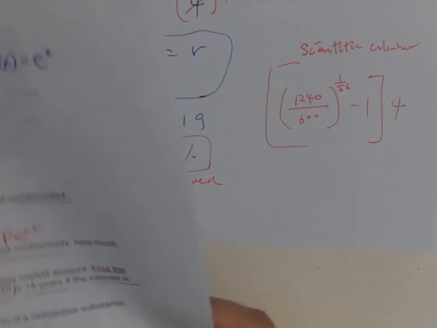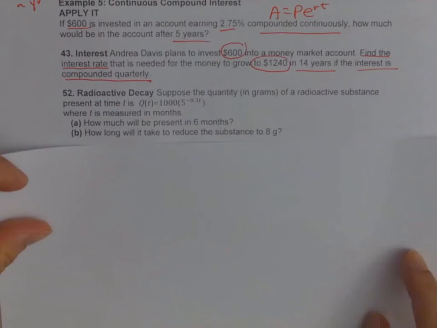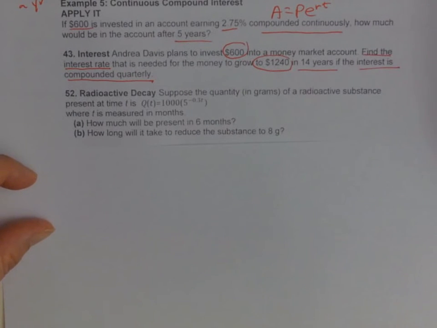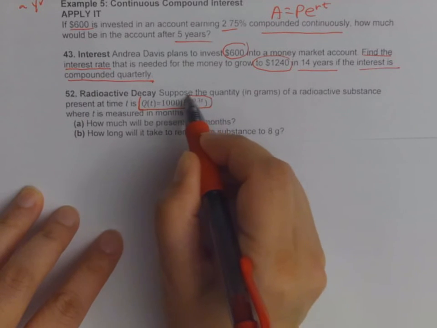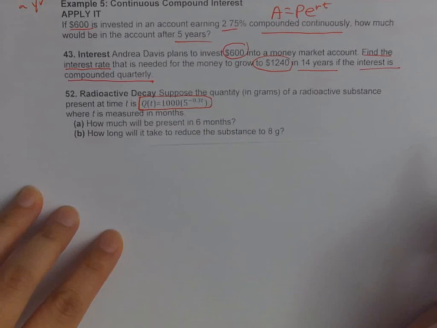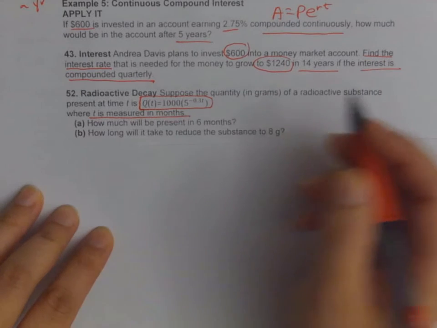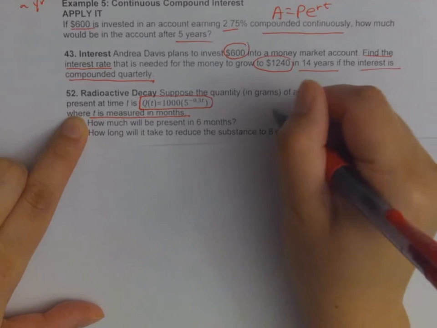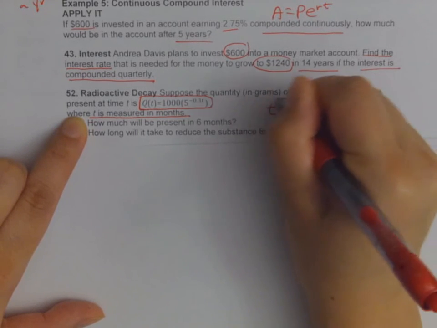Last question. Number 52, radioactive decay. So suppose some kind of radioactive material decays according to these functions. We have to be careful. This time t is in months. When we do the finance questions, t is usually years, but this time t equals months.